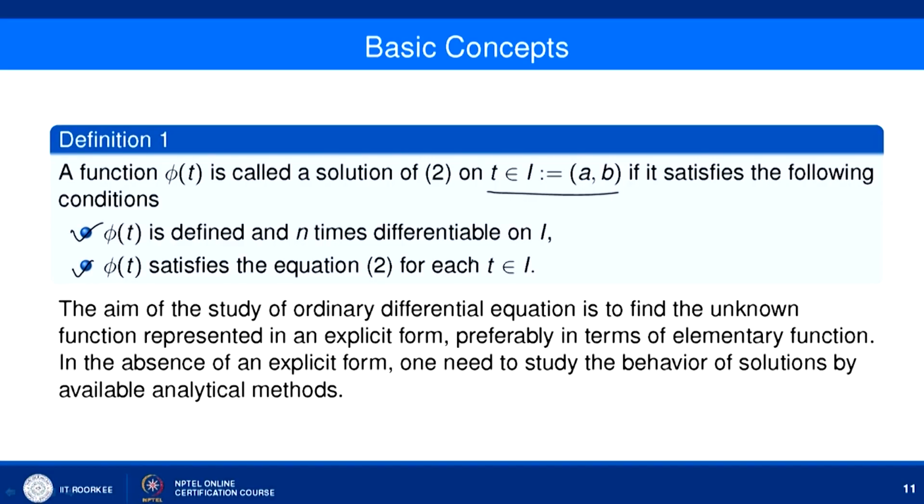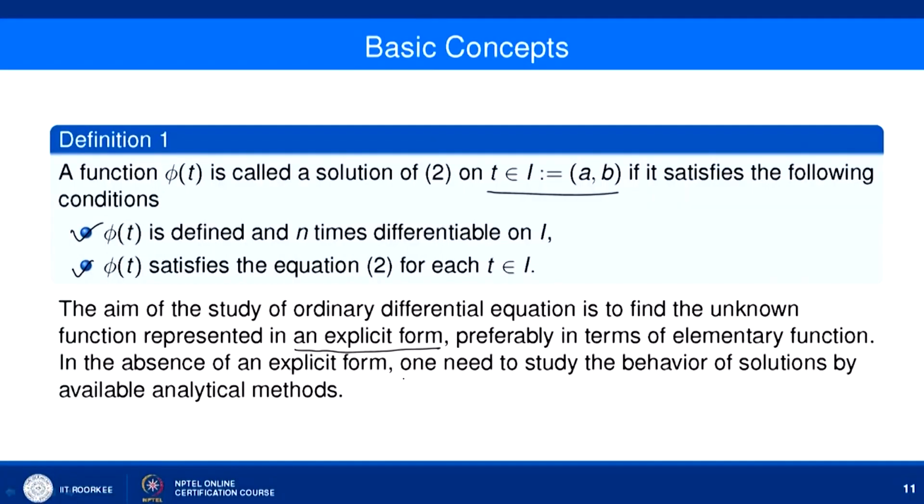If either of these two fails, then we cannot say that phi(t) is a solution of equation 2. Now in this particular course, the aim of the study of ordinary differential equations is to find the unknown function represented in an explicit form. So our first important aim is to find the solution. Solution means the dependent variable in terms of t in explicit form. It means that your phi(t) is given in terms of t in elementary form, or in terms of elementary functions. Elementary functions are, for example, polynomials, trigonometric functions, exponential functions, and all combinations of these elementary functions.